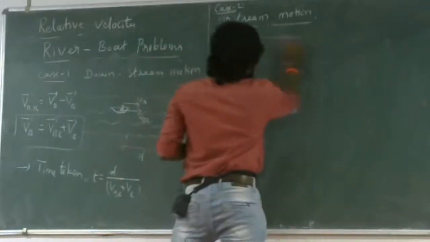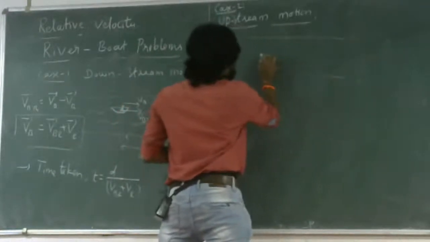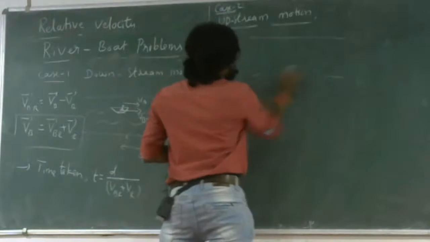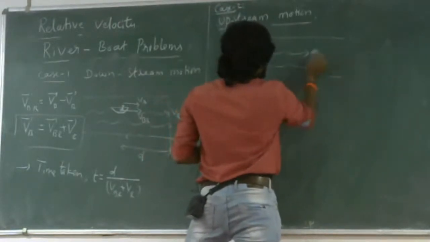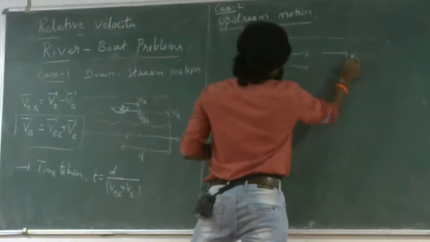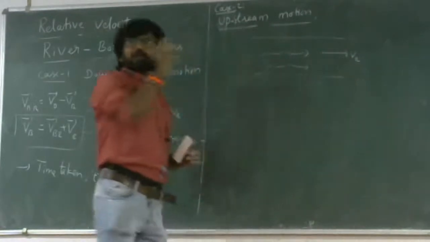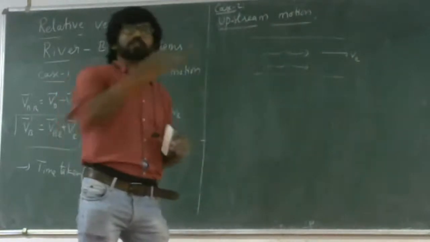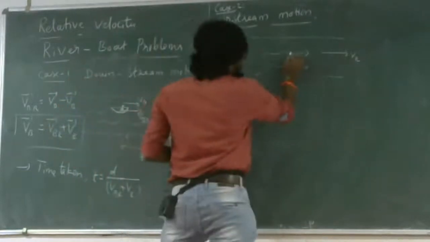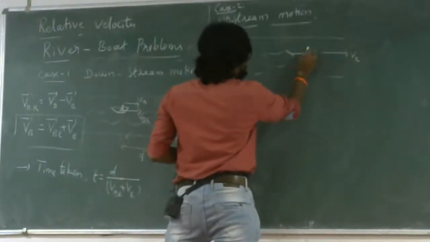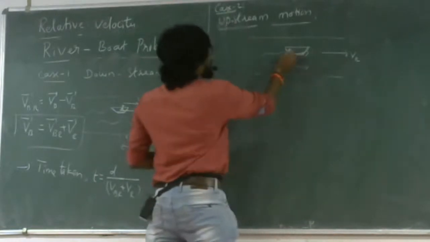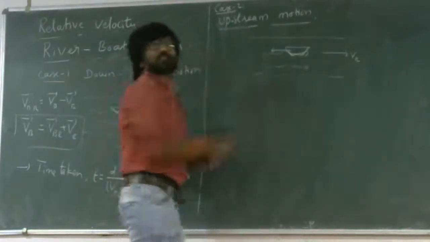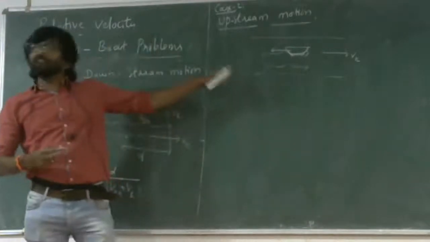So let us consider the same case here. This is the river. Here, let us say the water in the river is flowing in this direction. So this is the velocity of the river, and its direction is towards the right. And a boat is moving. There is a boat, a special boat, and it is moving in the opposite direction.